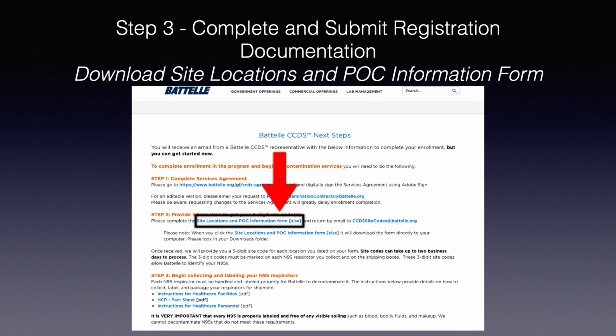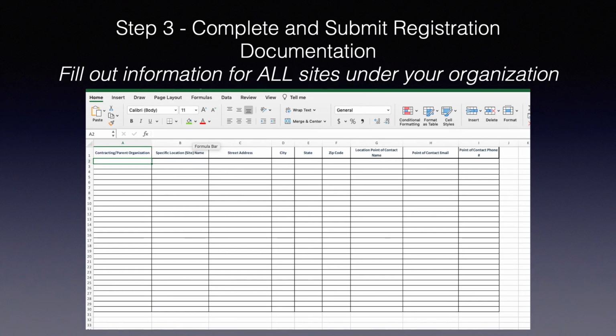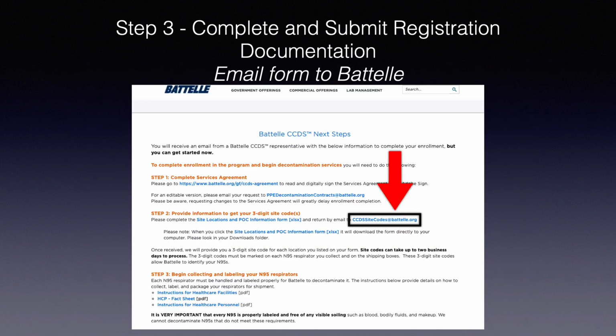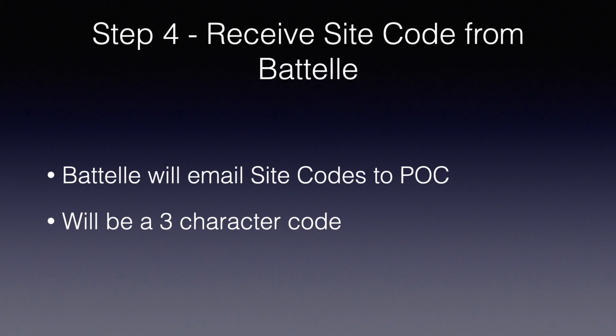The next part of step 3 is to download and fill out the site locations and POC information form. In this document, please list each site with a different physical address as its own site. This document is how Battelle assigns site codes to your organization. You may request as many site codes as you would like under one service agreement. Once you've completed the site locations and POC information form, send it back to Battelle via email. That email address is ccdssitecodes@battelle.org.